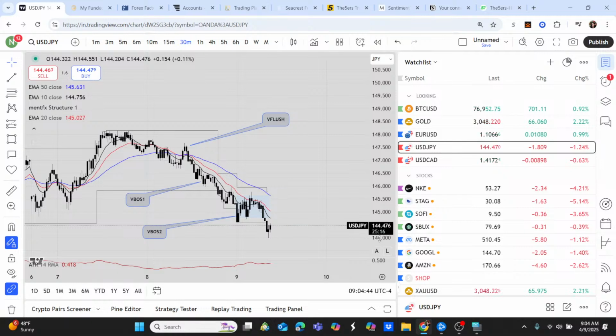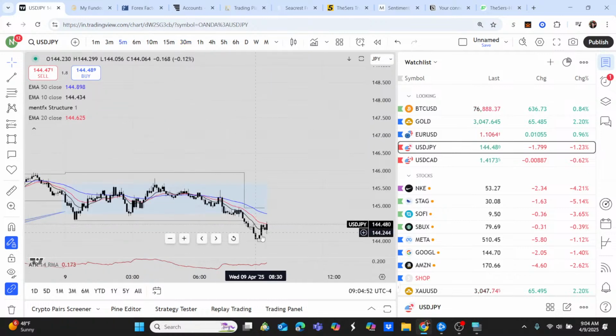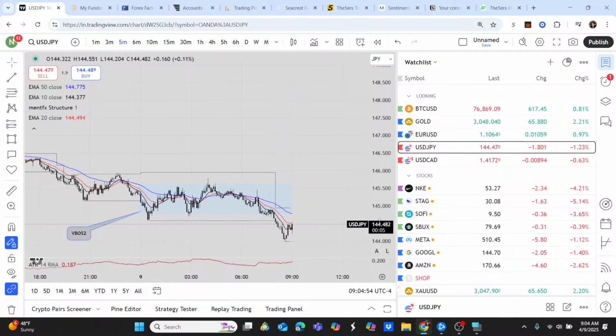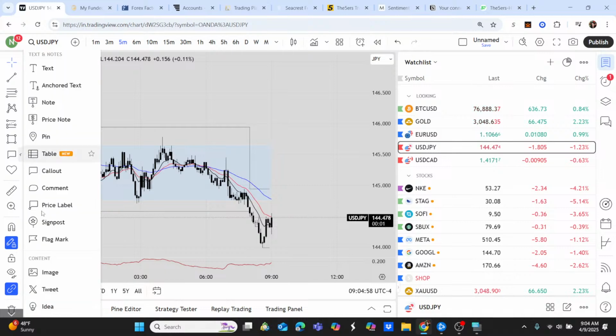But I want it to set up in a certain way. I don't want it to set up completely within the consolidation. If it's going to set up, I want it to do something like this, where, let me get out my path tool.